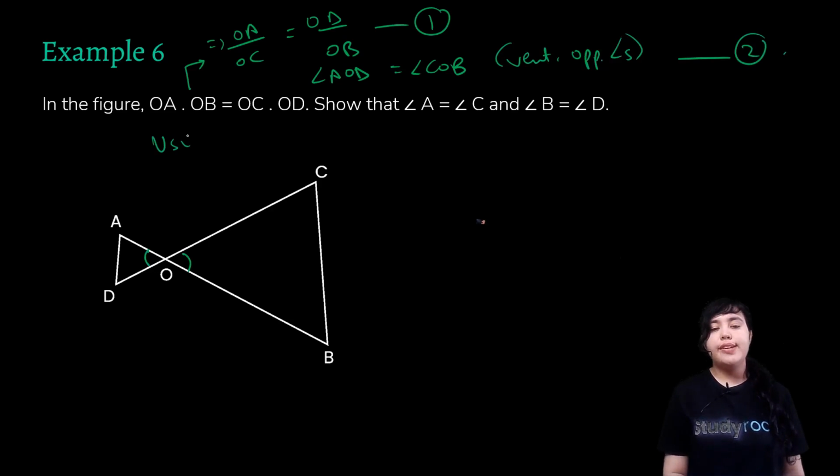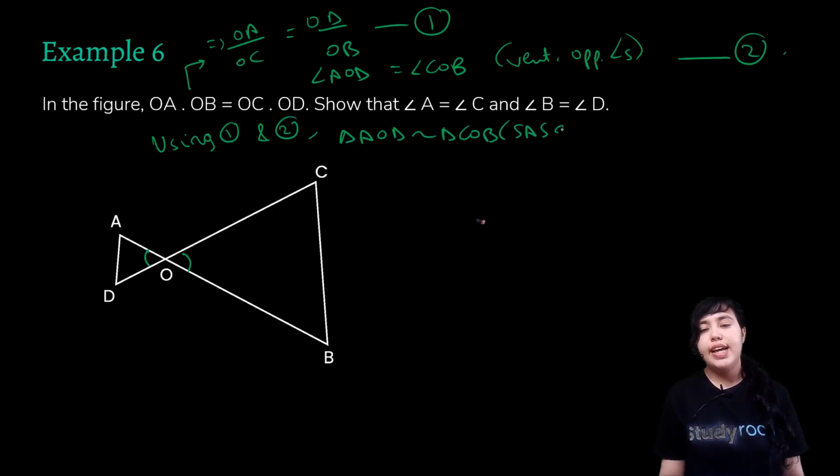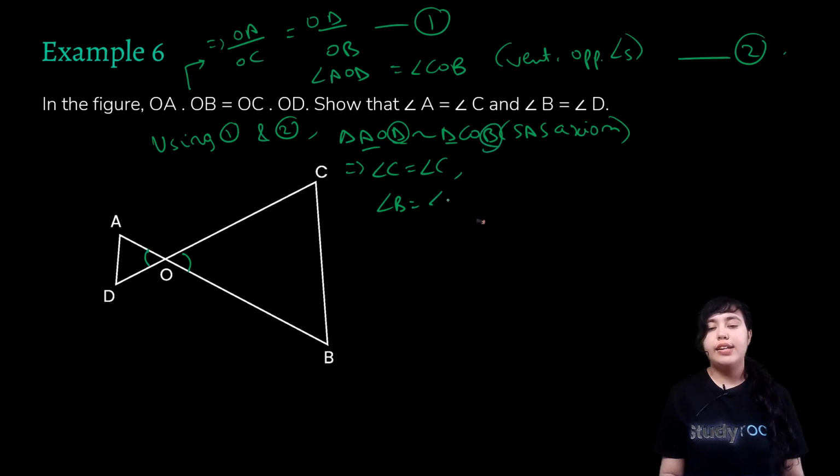So now you make use of equations 1 and 2 to say that triangle AOD is similar to triangle COB, and this is using the SAS axiom. Why? Because two sides are already in proportion, the corresponding ones, and the angle is actually bound between the two sides under consideration. So using the SAS axiom, we can say that the two triangles are similar. In that case, the corresponding angles should be equal, which means angle A is equal to angle C and angle B is equal to angle D. And this is what we had to prove.